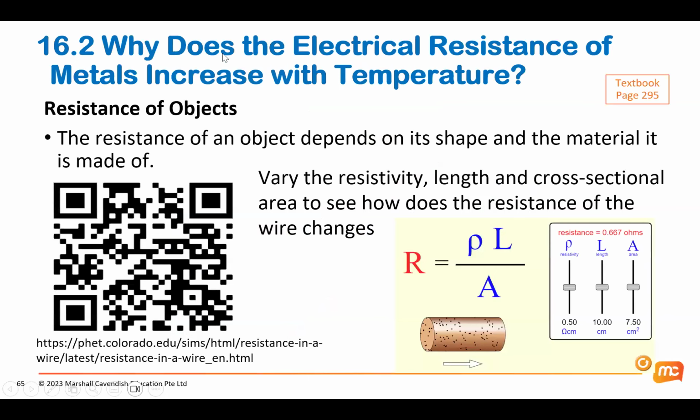Okay, next, we also have a formula to determine the resistance of components. So the resistance of an object actually depends on its shape and its material. You may scan the following QR codes to play with a simulation. And then the simulation looks like this. You can play the simulation. You can vary the resistivity. We'll talk about what resistivity is, but you can vary this term called resistivity. You can vary the length, and you can vary the area, and you look at how the resistance changes.